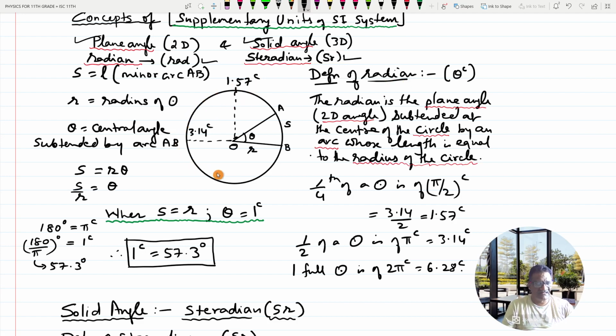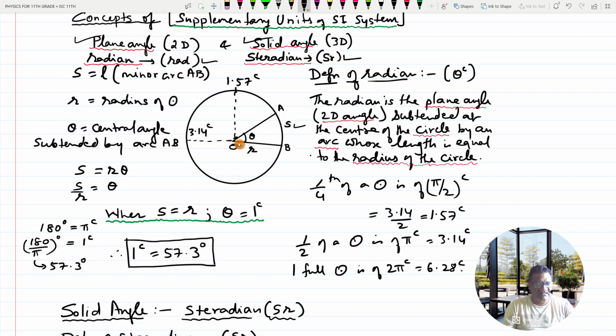Now, can you see this circle? In this circle, suppose O is the center. What you do is you take an arc AB. Take this arc AB. Now join this OB and OA. When you join OB and OA, the length of this arc AB is said to be S.